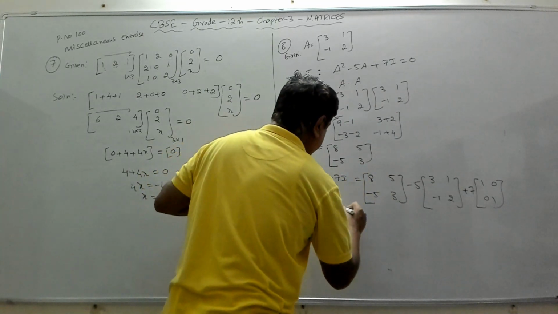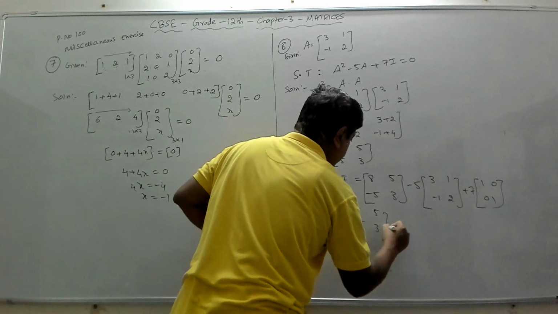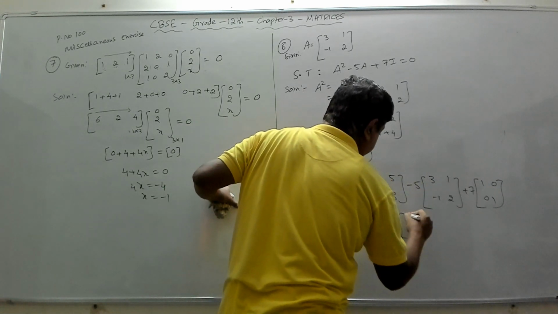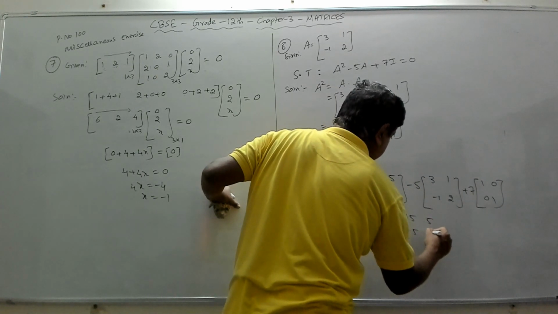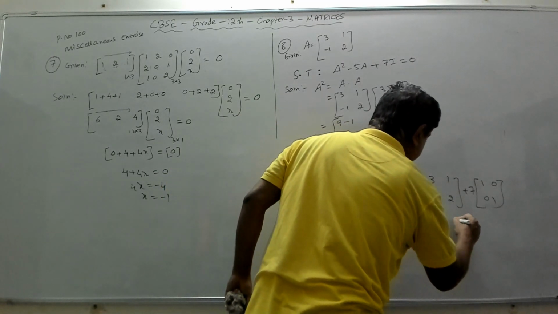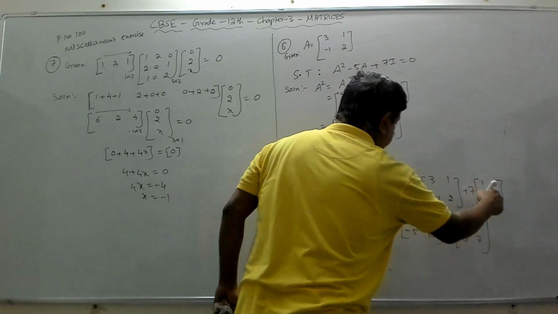So what do we get? That is equal to 8, 5, minus 5, 3. Then this will become a minus; I can multiply with 5. So 5 3s are 15, 5 minus 5 is minus 5, and so on, giving 15, 5, minus 5, 10. Then plus 7 into I is 7, 0, 0, 7. I'm multiplying each element by 7.